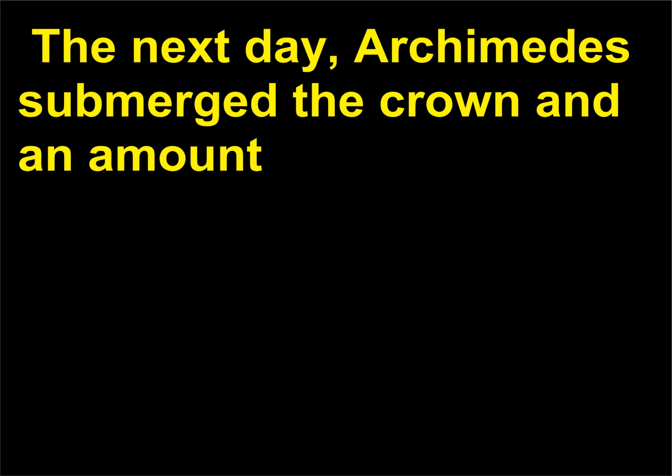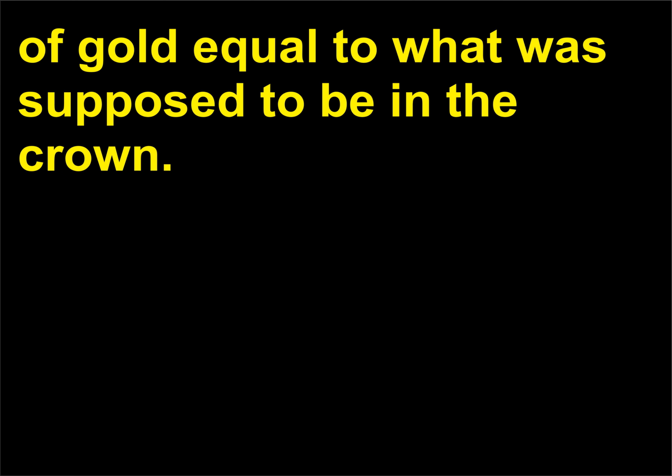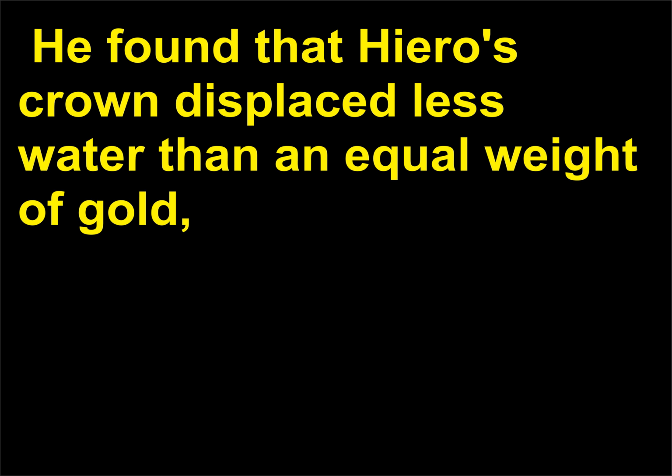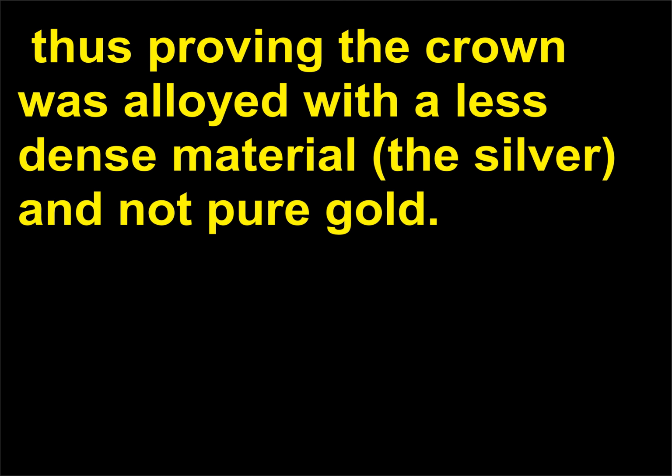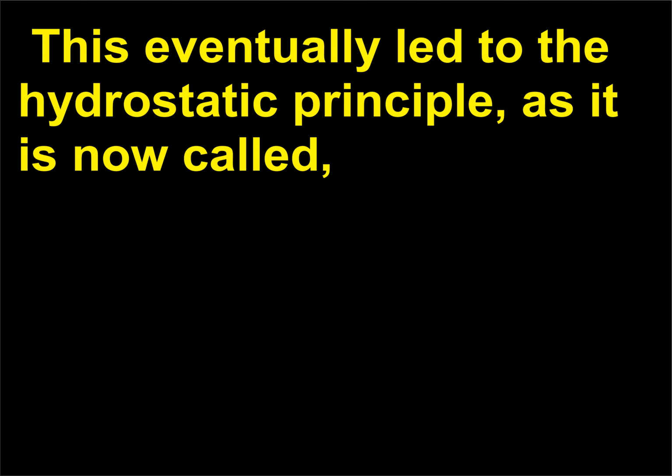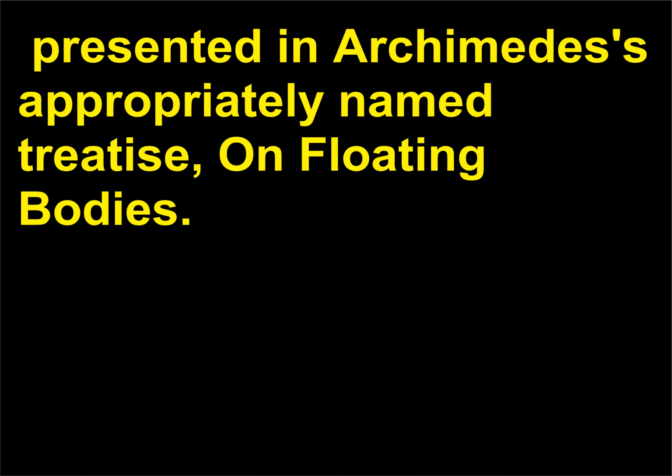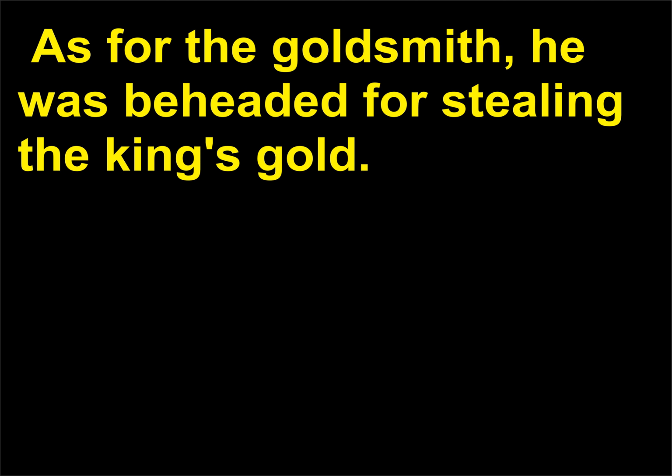The next day, Archimedes submerged the crown and an amount of gold equal to what was supposed to be in the crown. He found that Hiero's crown displaced less water than an equal weight of gold, thus proving the crown was alloyed with a less dense material, the silver, and not pure gold. This eventually led to the hydrostatic principle, as it is now called, presented in Archimedes' appropriately named treatise, On Floating Bodies. As for the goldsmith, he was beheaded for stealing the king's gold.